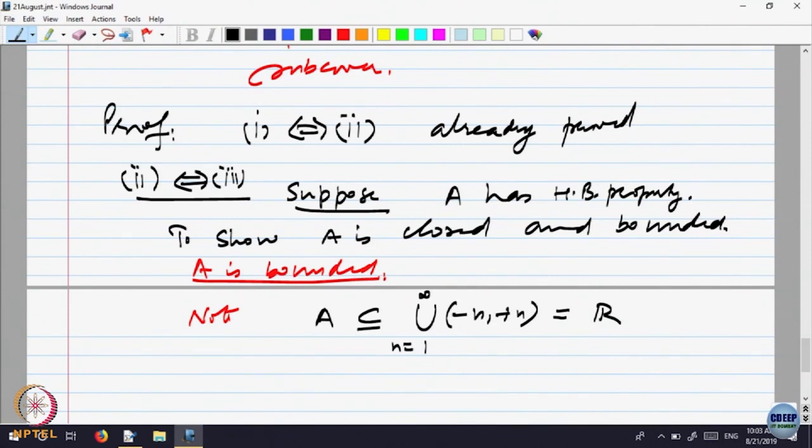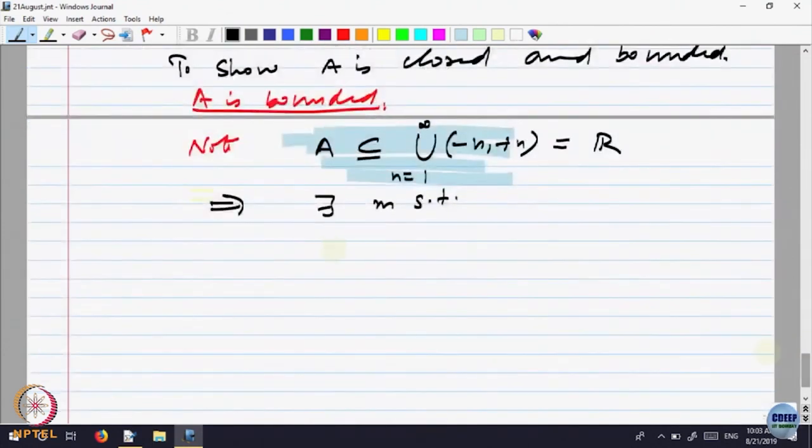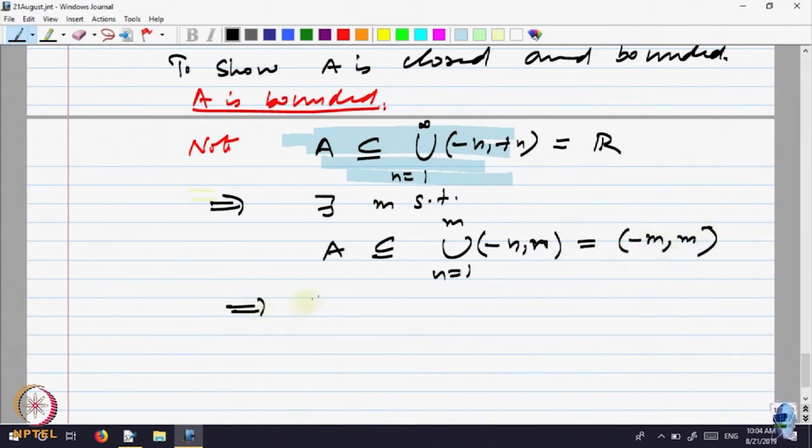So, what we have done is we are given a covering of R, and hence it is a covering of A also. This is a covering of A, and all elements are open intervals, so open sets. So, it is an open covering of A. So, by the Heine-Borel property, it must have a finite subcover. So, let us apply that. This implies there exists some M such that A is a subset of the union over n equal to 1 to M of minus n to plus n, and that is nothing but minus M to plus M, which implies A is bounded.